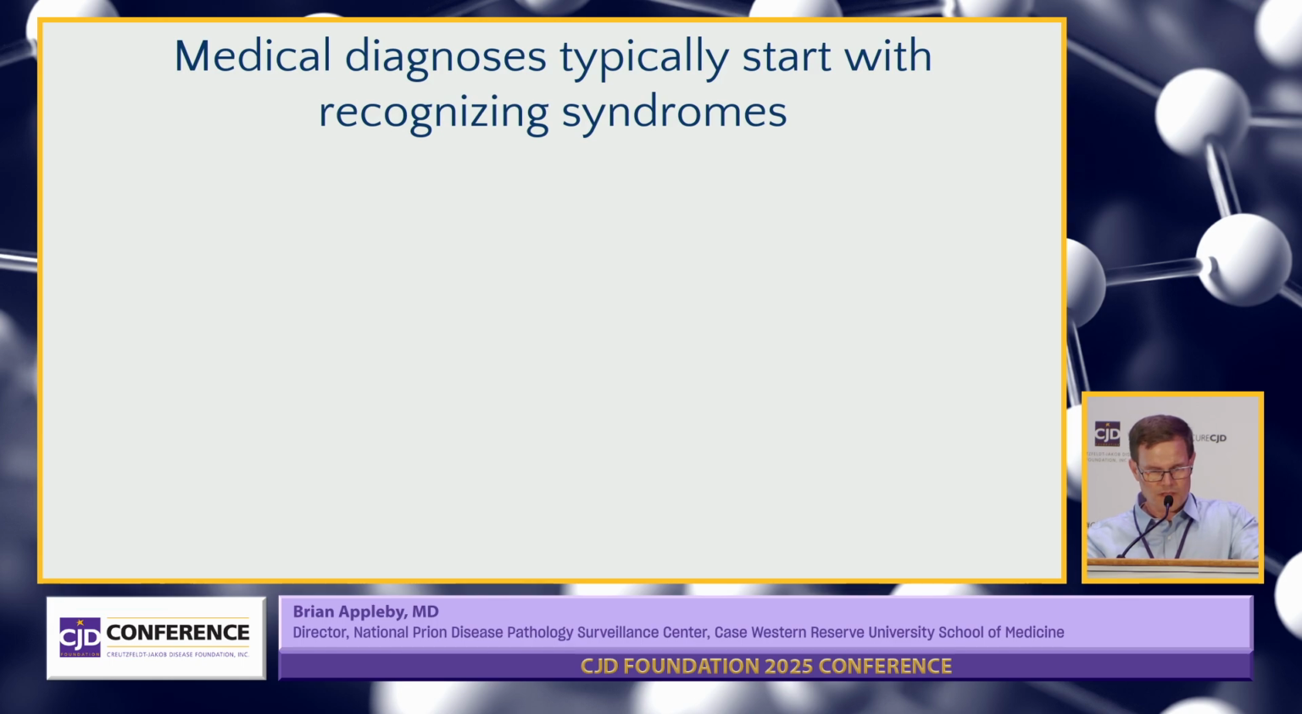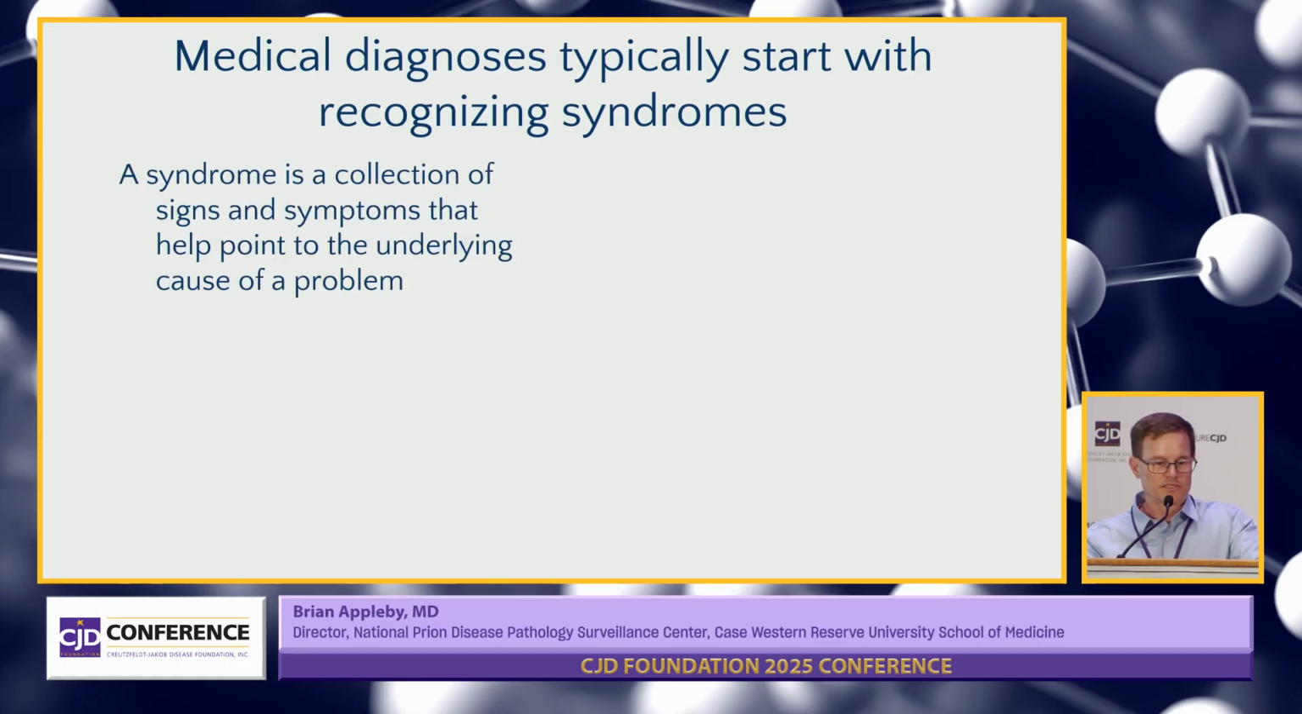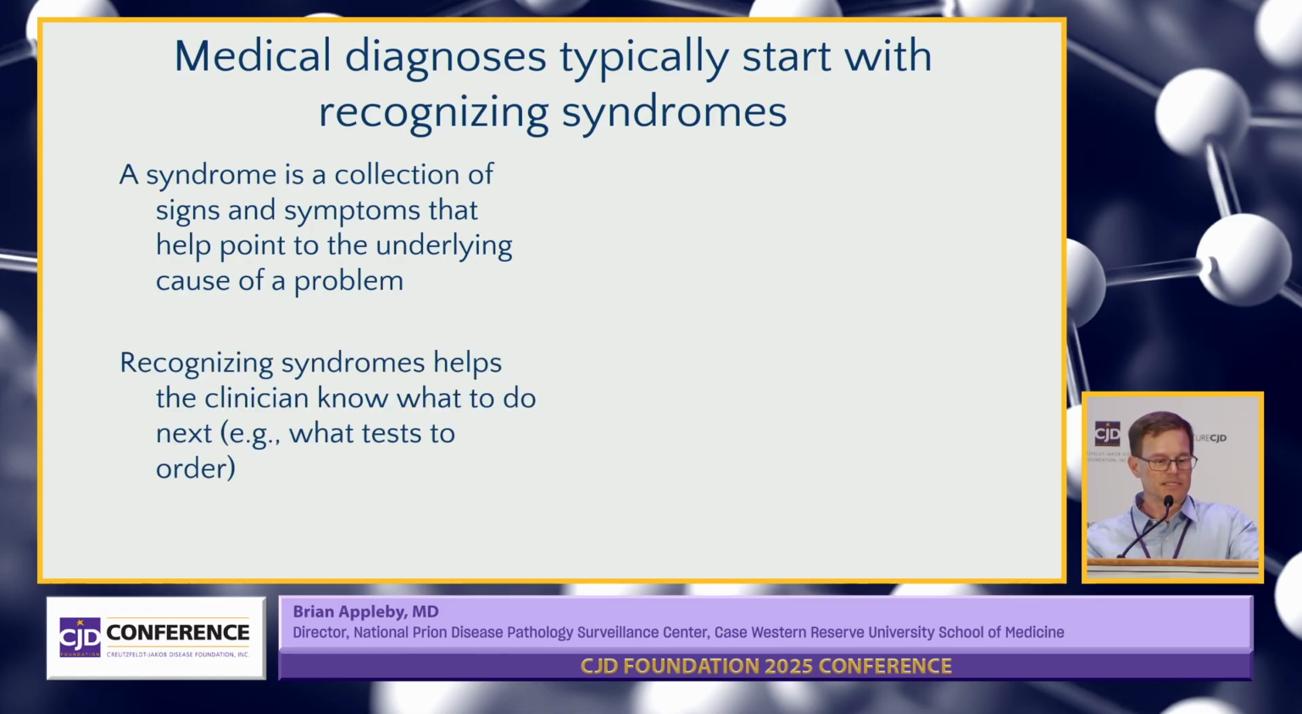So the way medicine usually works is you can't do every single test in everyone. You have to fine-tune the right test for the right individual based off of the probability that they have an illness. The way we do that in medicine is something called a syndrome. A syndrome is a collection of signs and symptoms that help point to the underlying cause of a problem. So recognizing syndromes can help a clinician know what to do next and what tests to order.